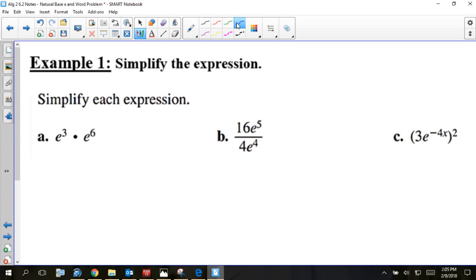All right, so e to the third multiplied by e to the sixth is e to the ninth. B, we've got 16 e to the fifth divided by 4 e to the fourth. Remember, treat your numbers separately than the e with the base. So we just divide 16 by 4. And then we do e to the, what do you do when you're dividing them? So then we have 4 e to the first.